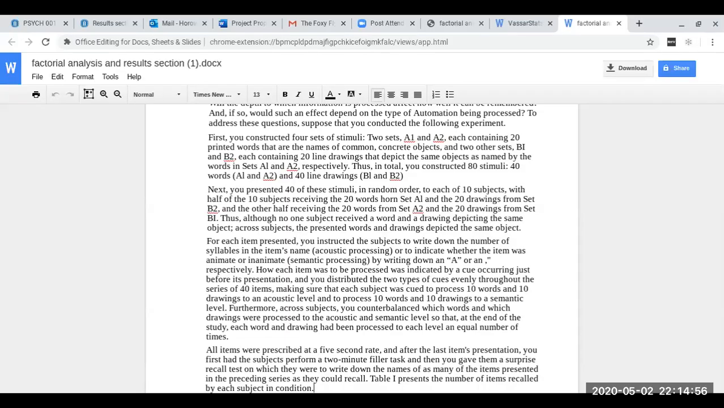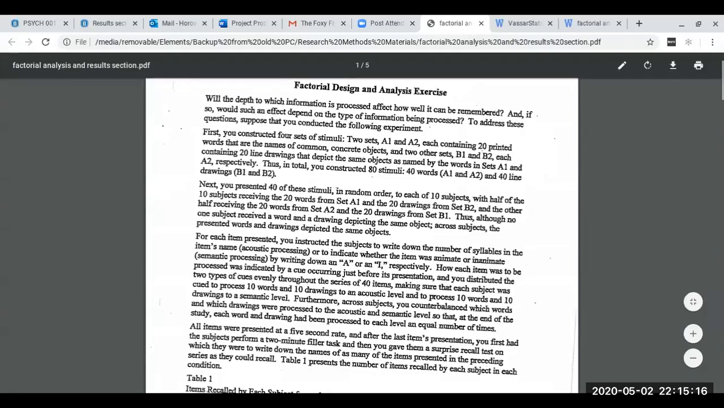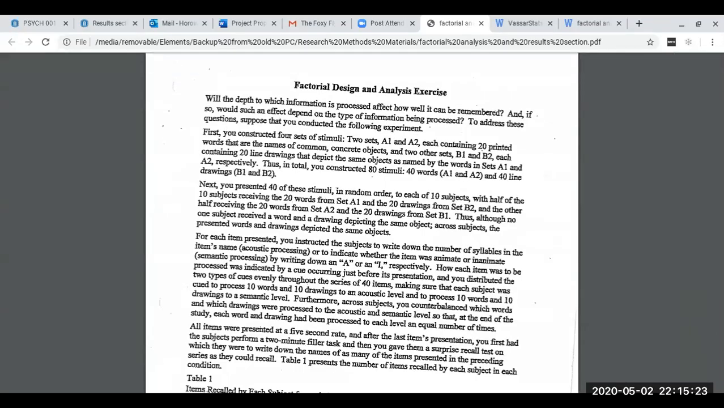So, going back to it, for each item presented, you instructed the subjects to write down the number of syllables in the item's name, acoustic processing, or to indicate whether the item was animate or inanimate by writing down an A or an I, respectively. How each item was to be processed was indicated by a cue occurring just before its presentation, and you distributed 2 types of cues evenly throughout the series of 40 items, making sure that each subject was cued to process 10 words and 10 drawings to an acoustic level, asking the number of syllables, and 10 words and 10 drawings to a semantic level, animate or inanimate.